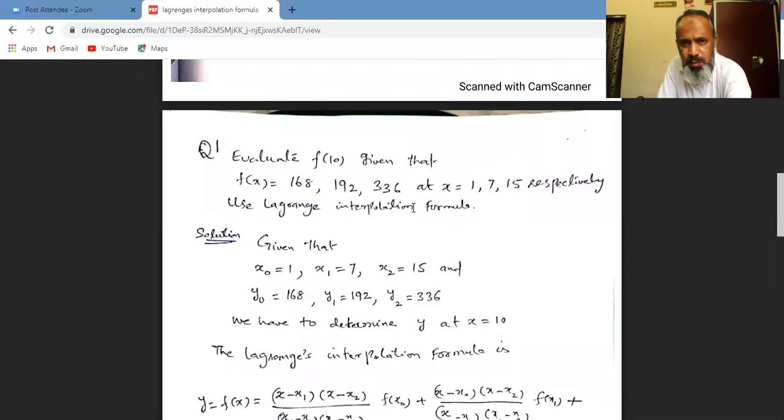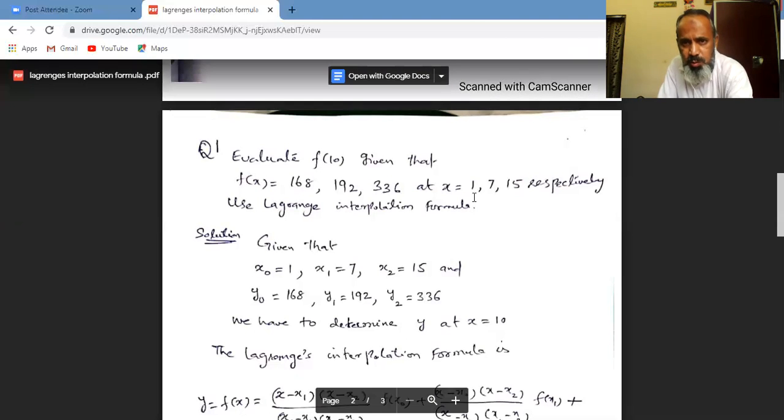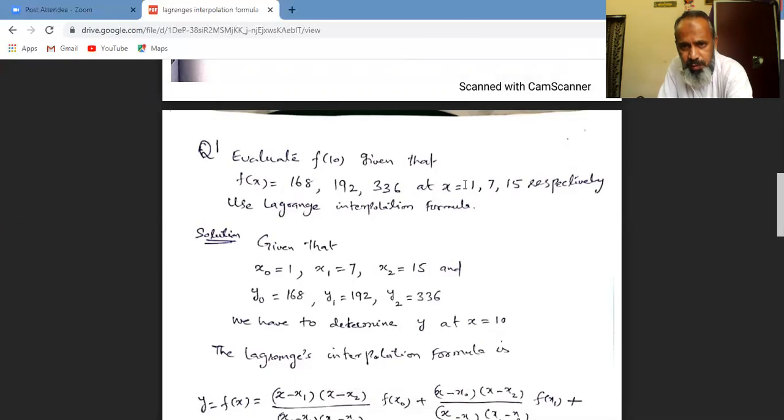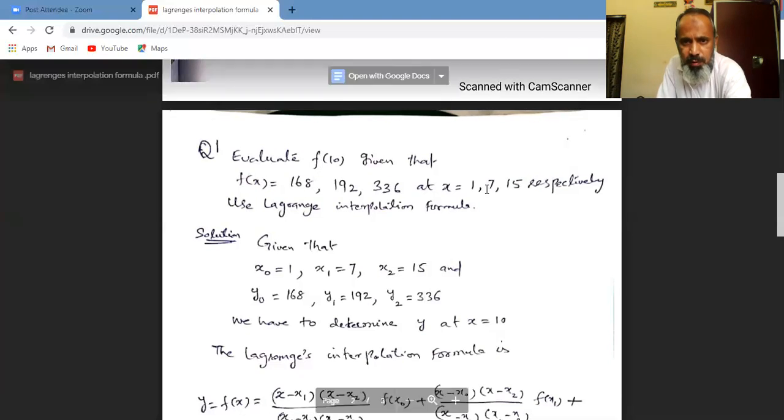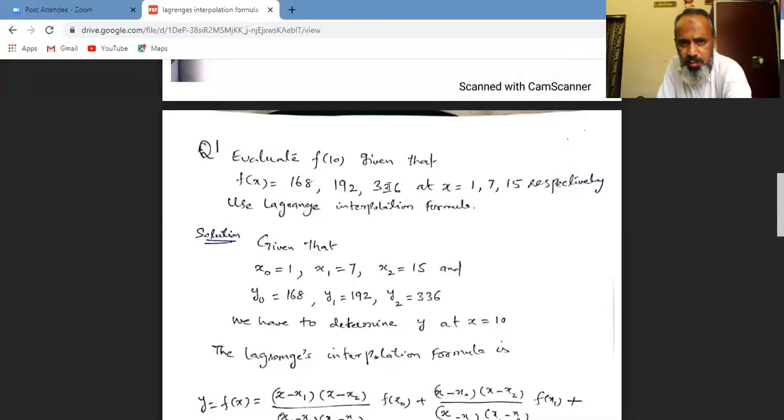So we have given x0, x1, x2, y0, y1, y2. Now what we have to determine? We have to determine f of 10. F of 10 means at x is equal to 10, what is the value of the given function? So what are the values of x? 1, 7, 15. So three values of x from 1 to 15 are given and the corresponding values are also given. Now we have to determine the value in between 7 and 15. So in between 7 and 15 means we have to determine the value of the function in between the given data points.